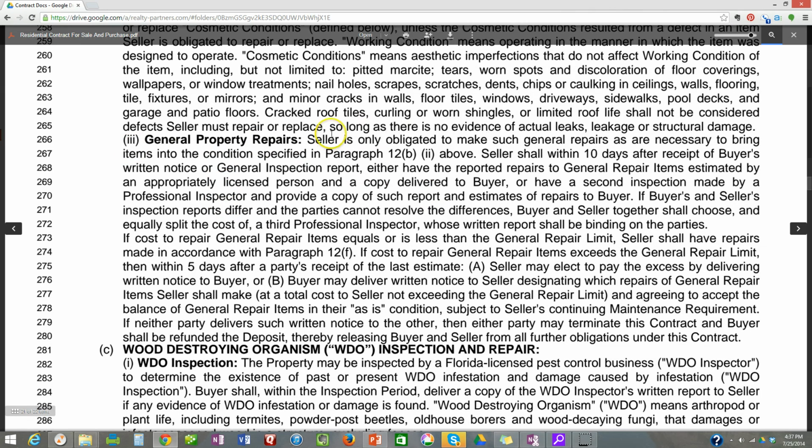General property repair. Seller is only obligated to make such general repairs that are necessary to bring the items into compliance. So for instance, if there is a roof leak, they don't have to replace the entire roof, they just have to fix the leak.